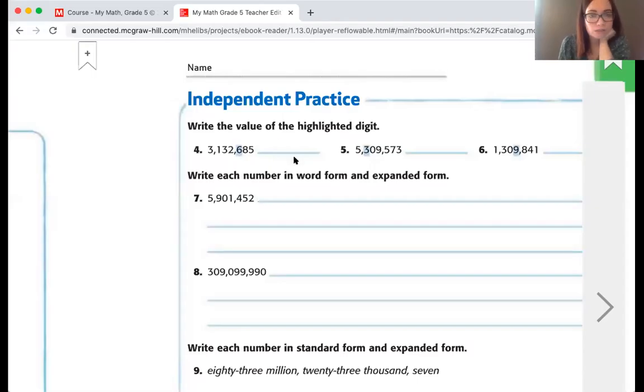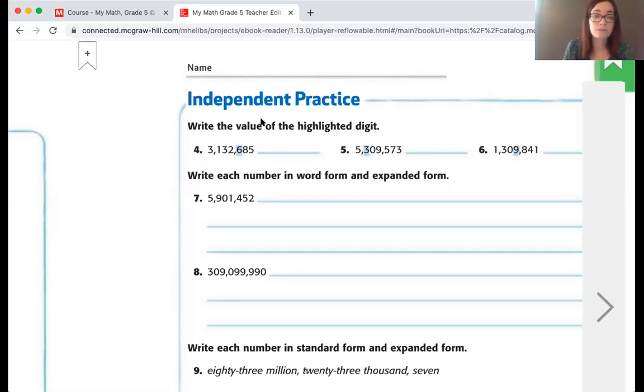So for our first questions, we are going to practice on writing the value. Now I'm going to say writing the value is the number one thing that I see fifth graders get confused with as we're working with place value. The value means how much is that number worth. It does not mean what place value it is in.